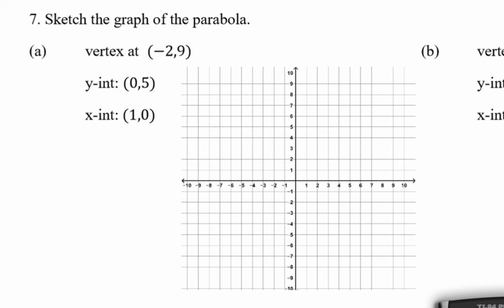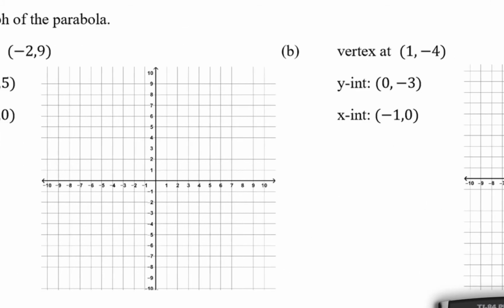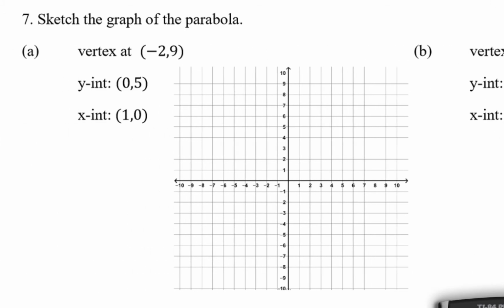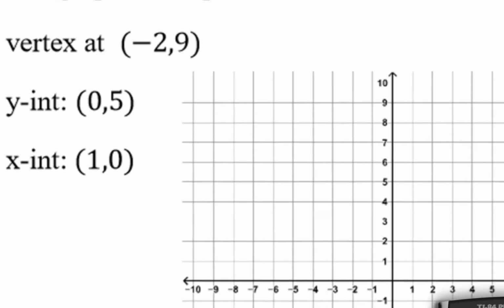Okay, question 7 has two parts, parts A and B, and in both of them they're giving you some information and asking you to sketch a graph of the parabola. So the first thing we see in both A and B is that we're given the coordinates of the vertex. So I'm going to go ahead and plot that point. In this case, the vertex is at -2, +9.